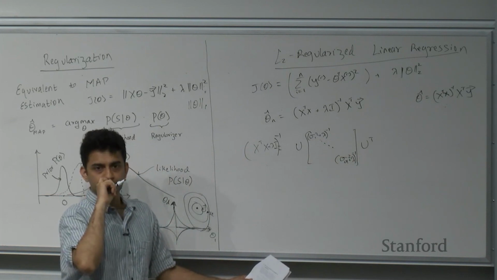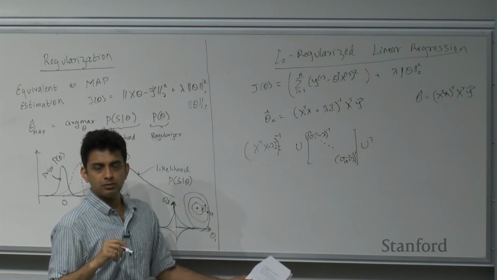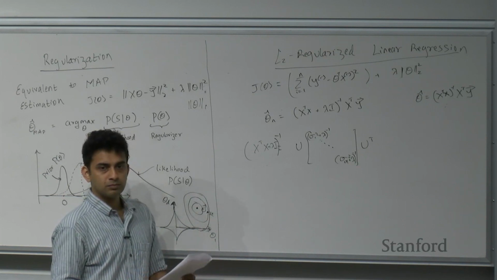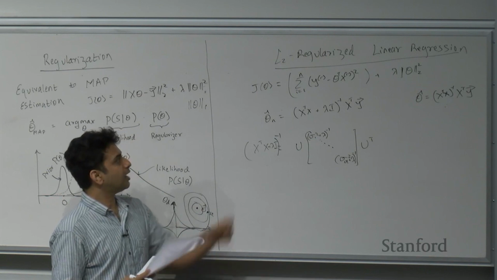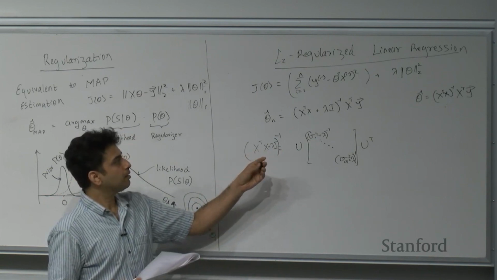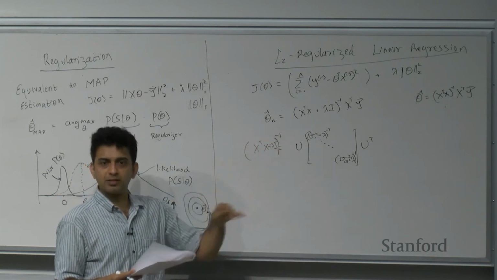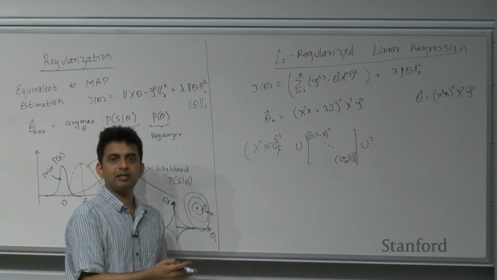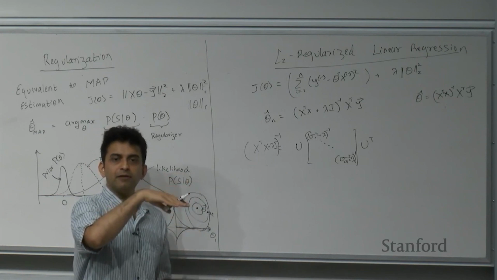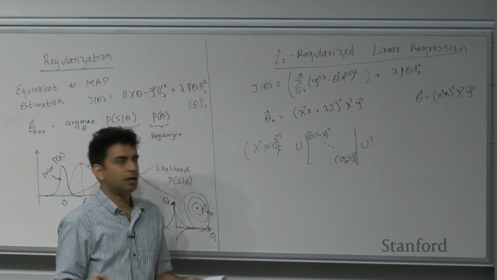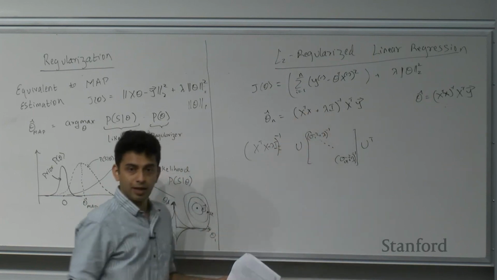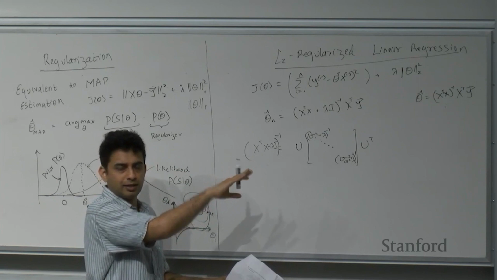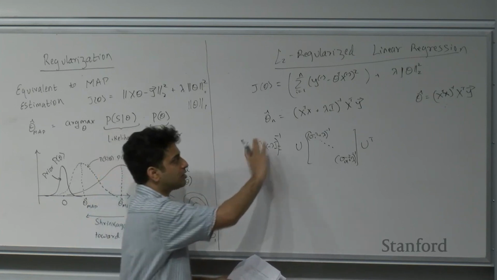Yes, question? How is it that you can simply add the lambdas to the diagonals even though there's a u and u transpose? I'll not go into the details of that. That's a standard linear algebra result: if you add a diagonal matrix to a symmetric matrix, then you're just increasing the eigenvalues by the amount by which the diagonals are scaled. It's very easy to show. If you can post on Piazza, I can reply with the steps.